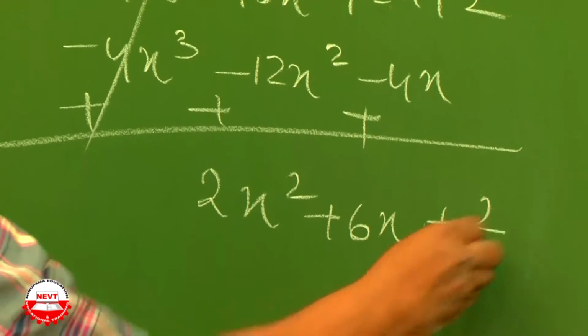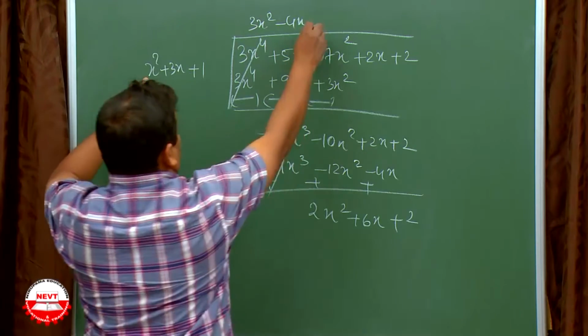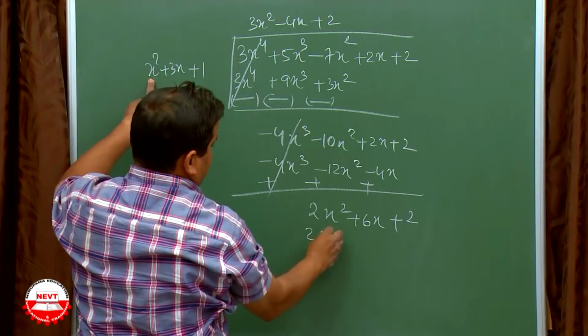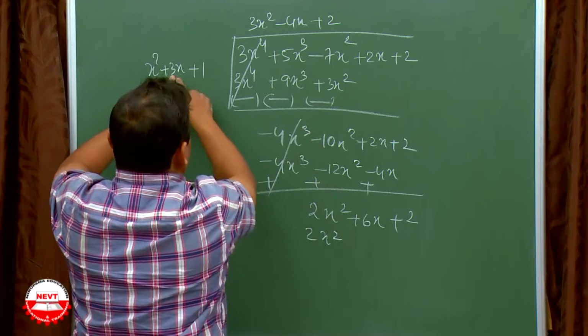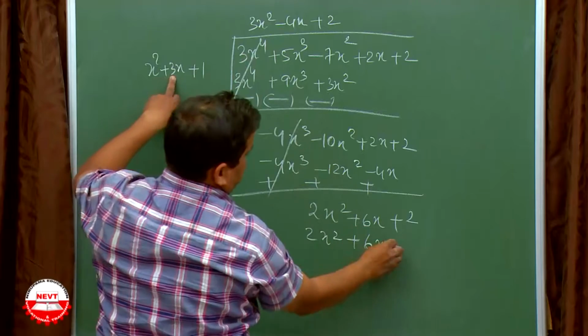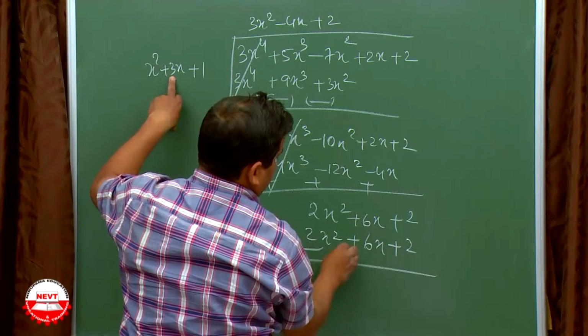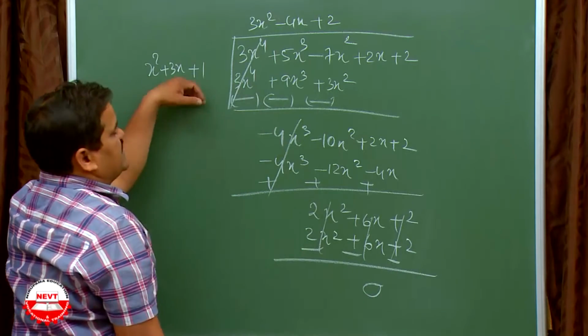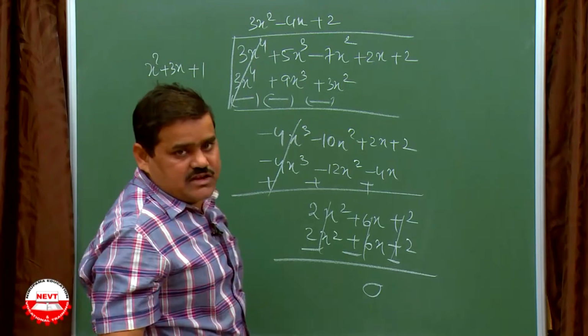Then plus 2. Here it is x square, so plus 2. 2 into x square is 2x square. 2 into 3x is 6x. 2 into 1 is 2. Minus minus minus, cut. Hence, it is a factor of the second polynomial. Okay.